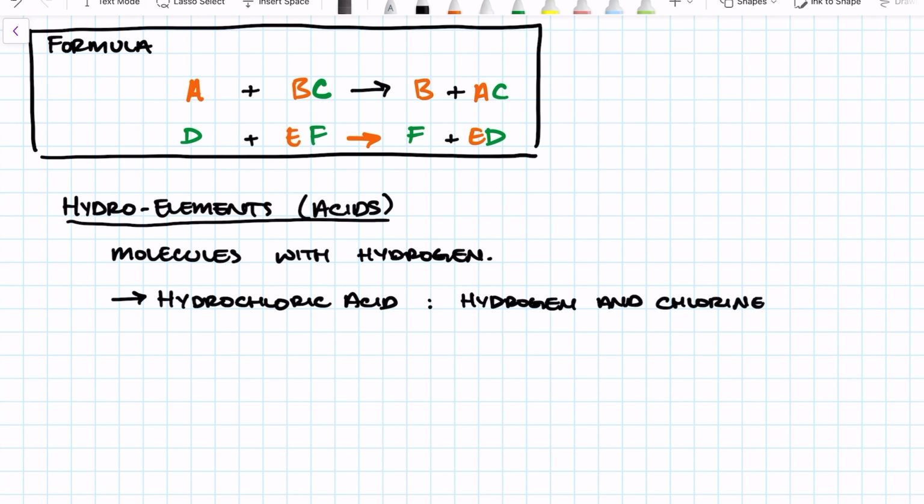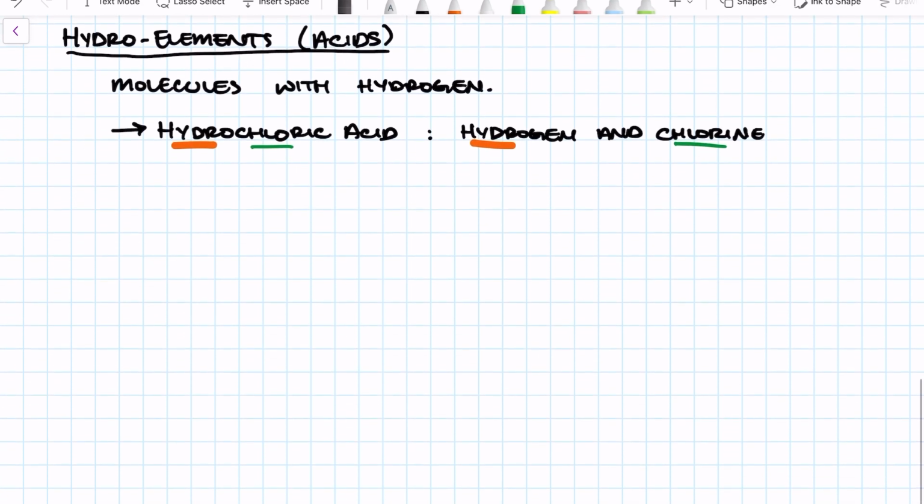So you could see that the hydro from the hydrogen, the hydrochloric, right, that's taken from the hydrogen, and then the chloric is taken from the chlorine. That's how we get the naming. So that's one example of an element that we have here.